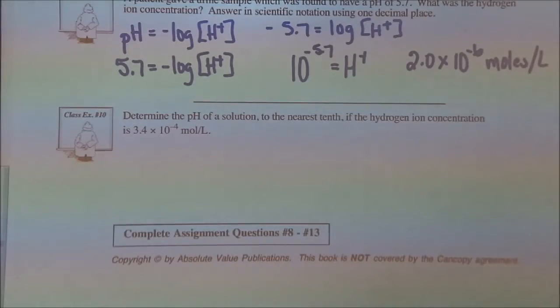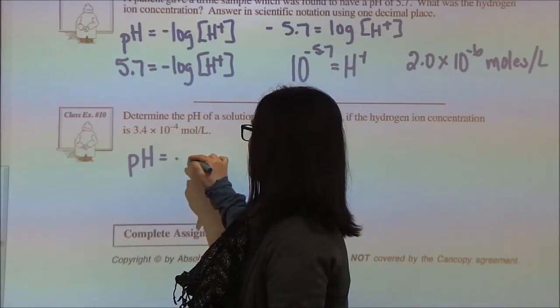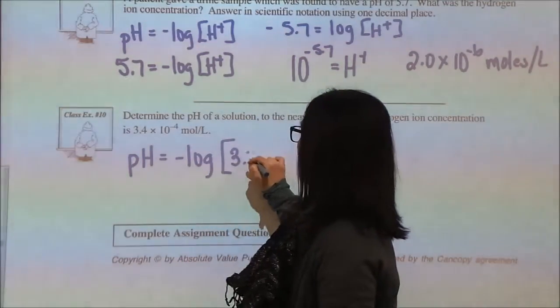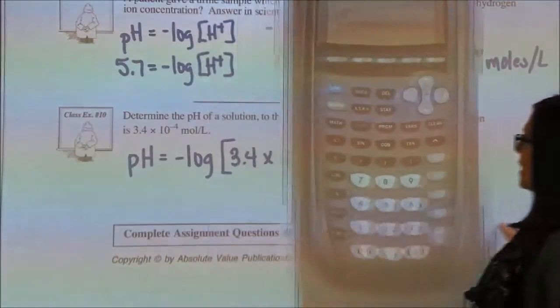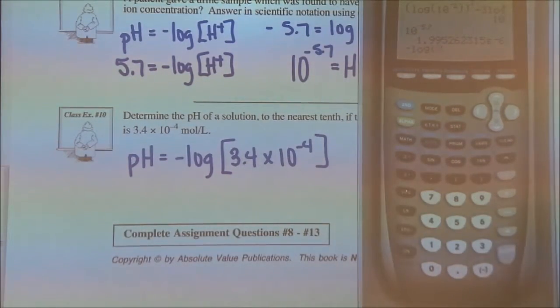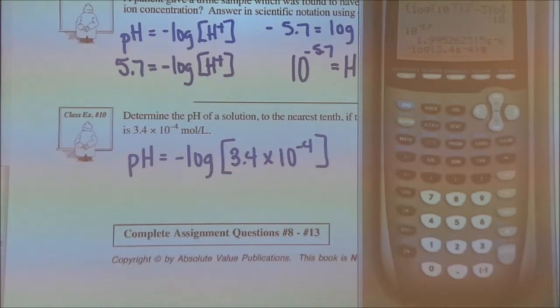Okay, so the last question, determine the pH of the solution if you're given the hydrogen ion concentration. So pH equals negative log 3.4 times 10 to the negative 4. So in your calculator, negative log 3.4. There is a button on your calculator that you can use to represent times 10 to the power. I can't see where it is on the calculator. Second comma, thank you. It's this EE button. So E means times 10 to the power of negative 4. Or you can actually just physically type the whole thing in.